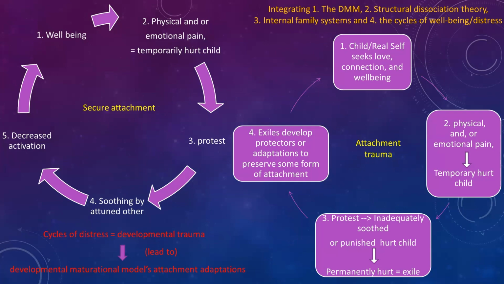When the child is hurt by neglect or abuse, their need for soothing isn't met when they protest. Instead, they are ignored or even punished. This lack of attunement and appropriate response is traumatic and inescapable and leads to the formation of an exile. To try to preserve some form of attachment, internal family system protectors or developmental maturation model adaptations develop.